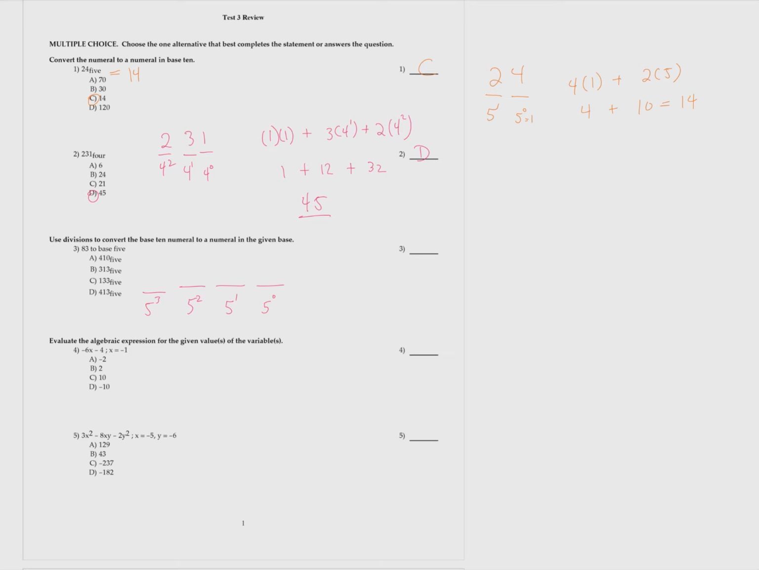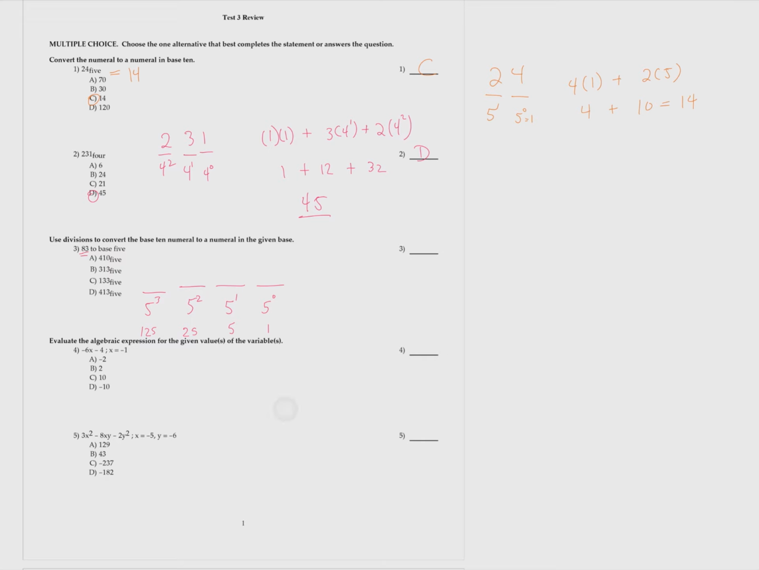For 5, it's going to be the ones. This is worth 1 point. 5 to the 1 power, this is worth 5 points. This is worth 25 points. This is worth 125 points, etc. Now, we're not going to need to go any further because the number we're converting is 83.